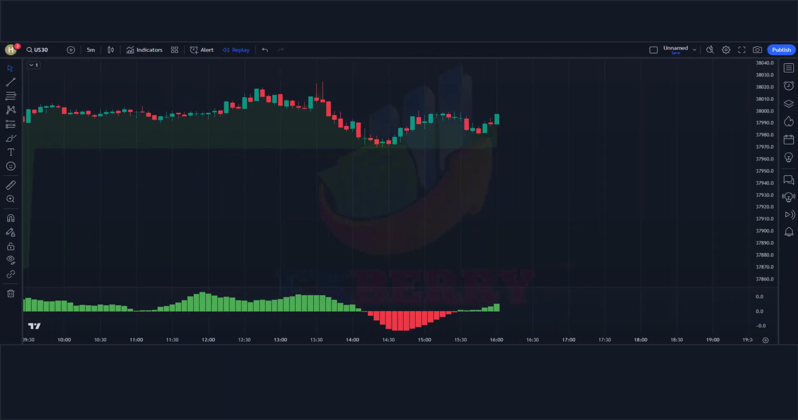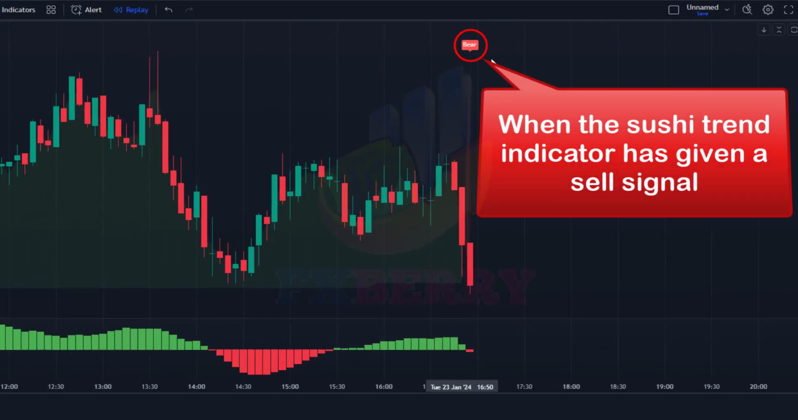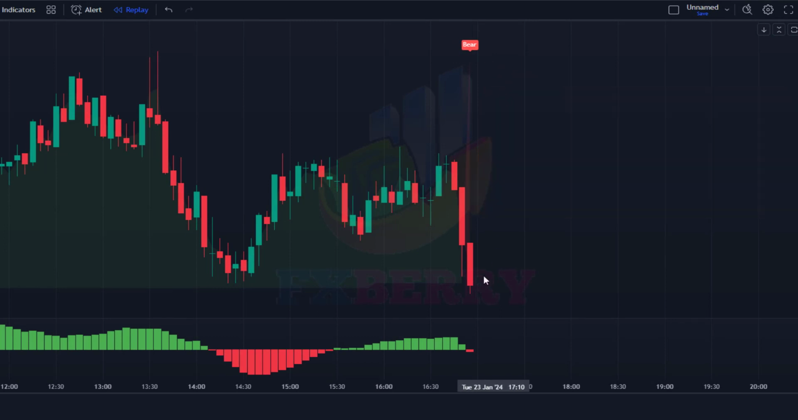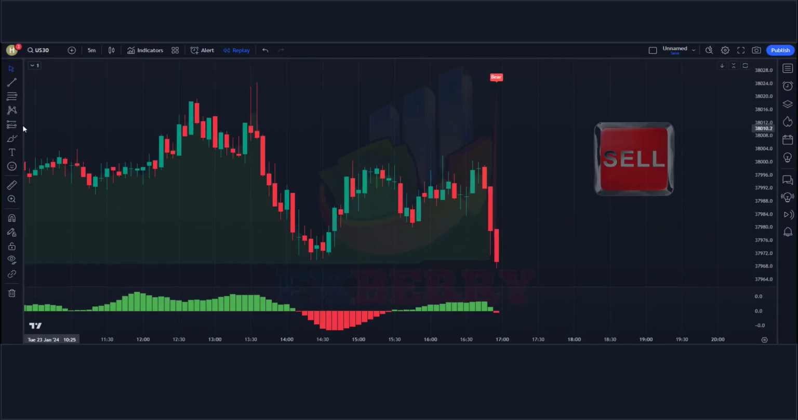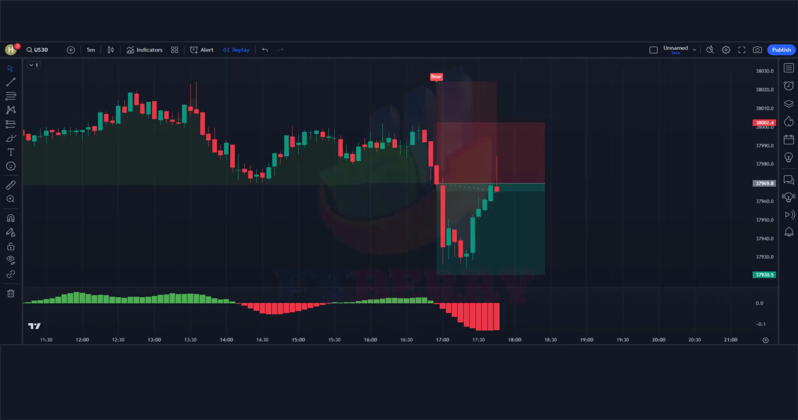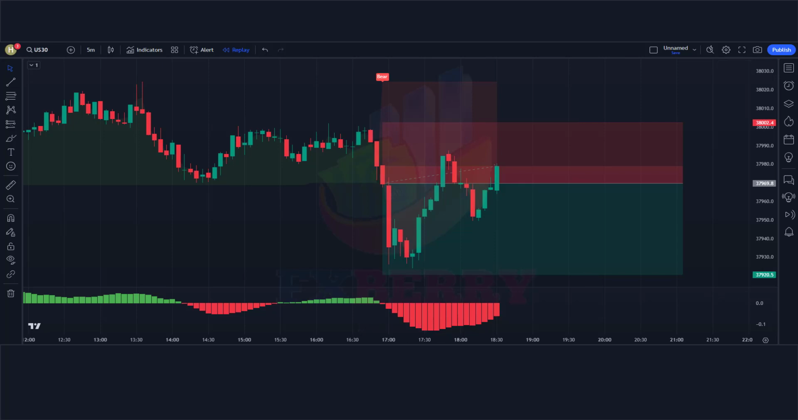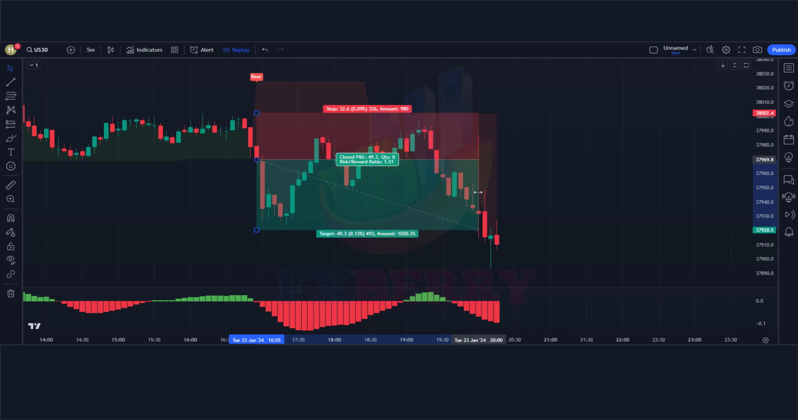Now, let's understand the concept where we will take buy and sell trades based on their conditions. When the Sushi Trend indicator has given a sell signal. When the market forms a bearish candle. When the Sentiment Histogram indicator has created a red histogram. If this condition is fulfilled, then we will place sell order. Our stop loss will be placed at the previous high of the market. And the risk to reward ratio will be 1:1.5. The market has completely hit the target.